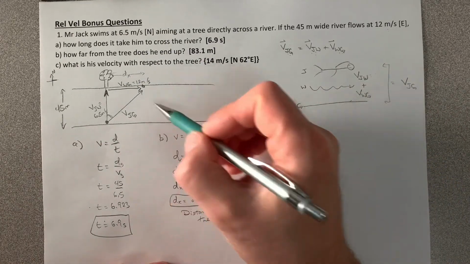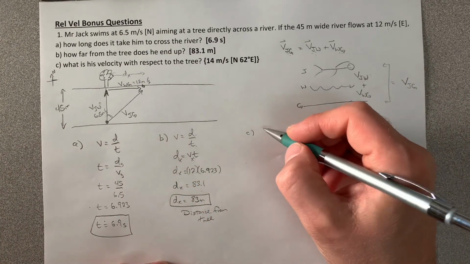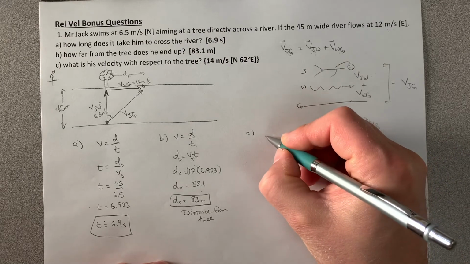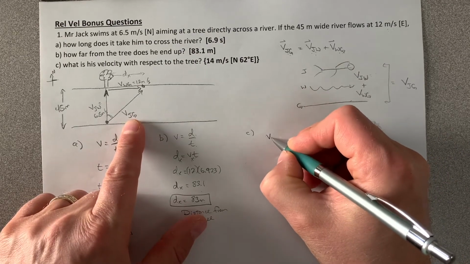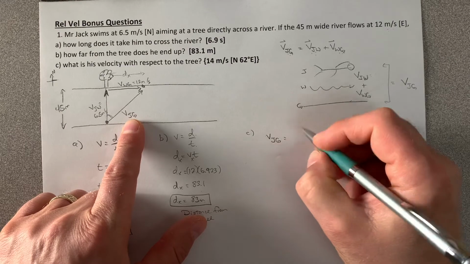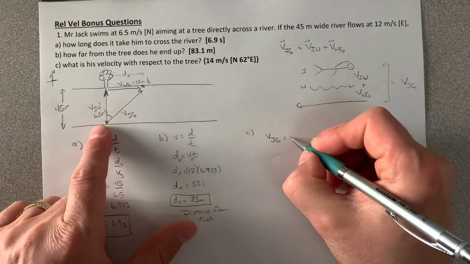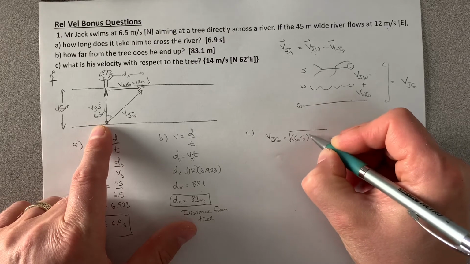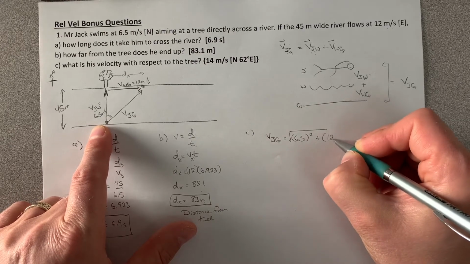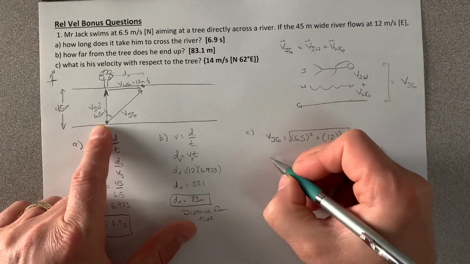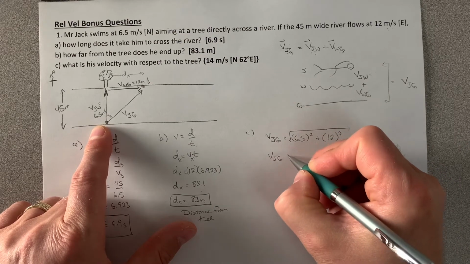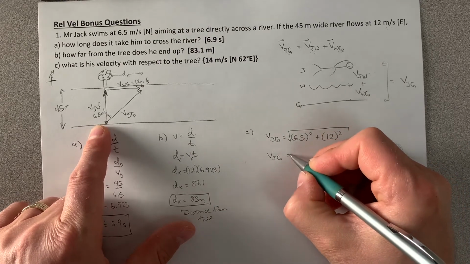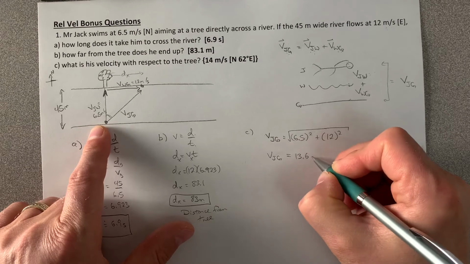So just so you know, there's often different ways that we could find these. In this case, what we're going to say is just using Pythagoras. VJG is the square root of 6.5 squared plus 12 squared. That is approximately 13.6.